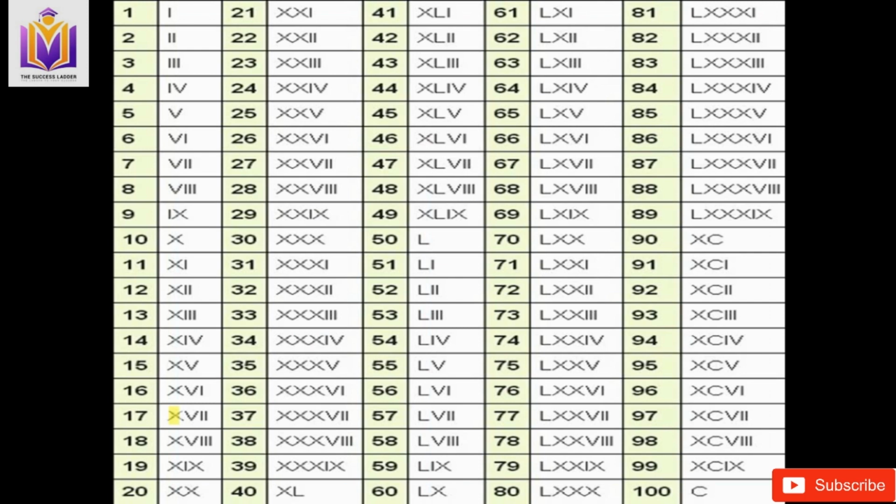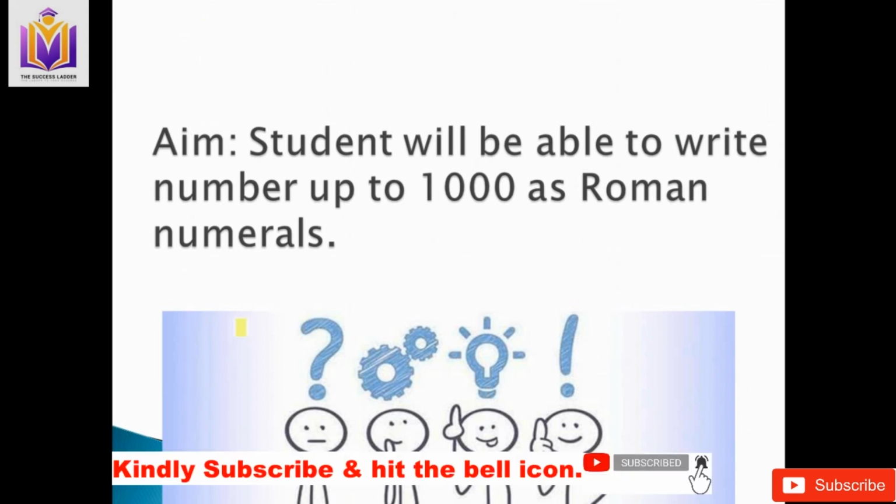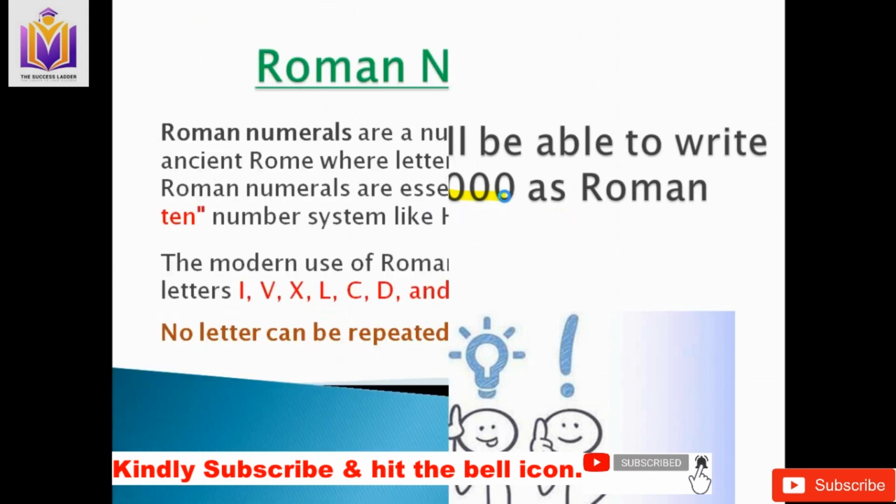So this we have already done in our previous videos, writing Roman numerals from 1 to 100. So this chart denotes the same. So here the basic thing is to learn the Roman numerals from 1 to 10. And after that we have some basic benchmarks like how to write till 20, then 30, 40 and so on. So this chart will help you to learn the Roman numerals from 1 to 100. Now let's proceed further. So today we will see how to write numbers up to 1000 as Roman numerals. So let's see how we can write up to 1000.